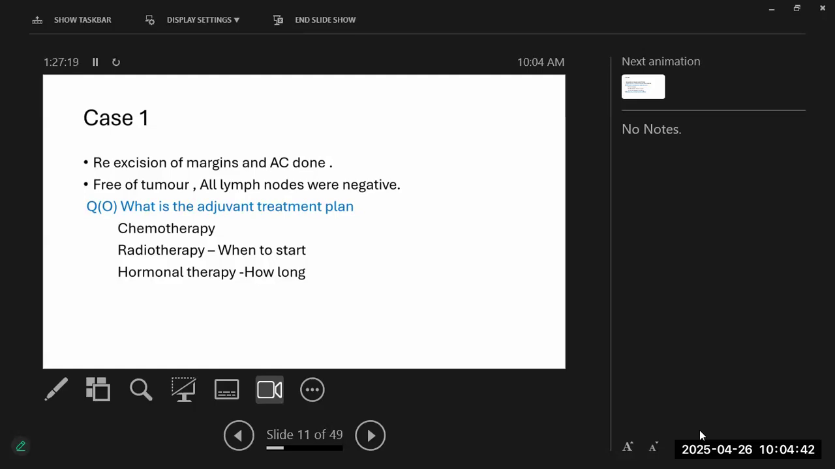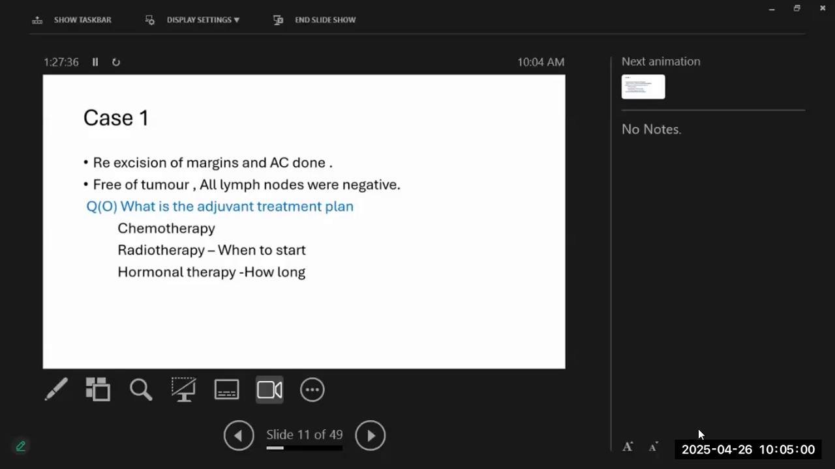How long do you give aromatase inhibitors? 5 years? Aromatase inhibitors, 5 years, and zoledronic acid or bisphosphonate also for 5 years. So with ovarian suppression, you give 5 years. With ovarian suppression for 5 years. Yes. So tamoxifen currently, what is the evidence for?